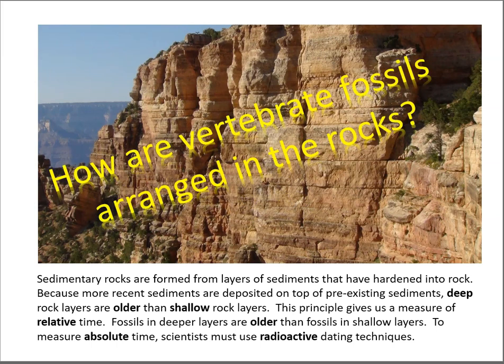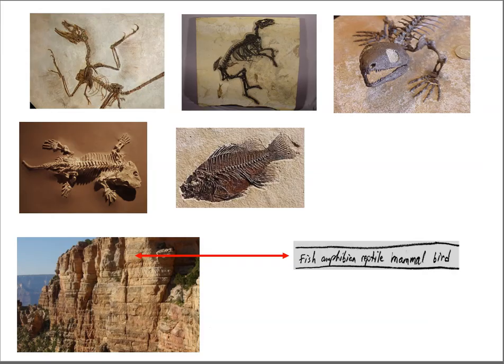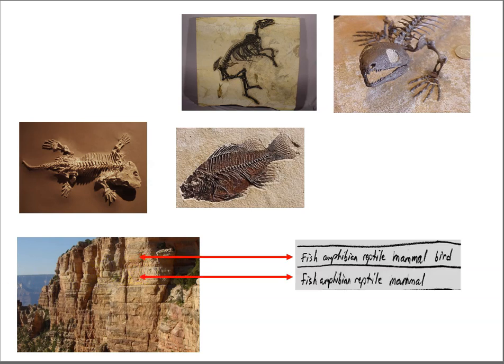So how are vertebrate fossils arranged in the rocks? Well, when you're examining the fossils in the upper layers, so these would be more recent rocks, we find representatives of all 5 major classes of vertebrates: fish, amphibians, reptiles, mammals, and birds. But now what happens when we examine the fossils in the next layer below that upper layer? What we find here are fish, amphibians, reptiles, and mammals, but the birds have disappeared. We don't find bird fossils.